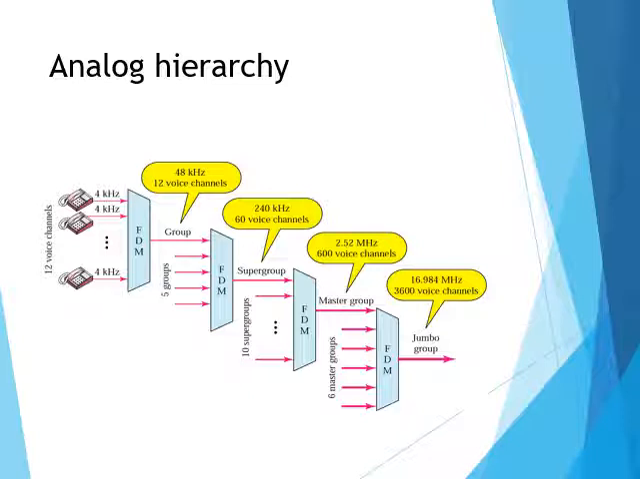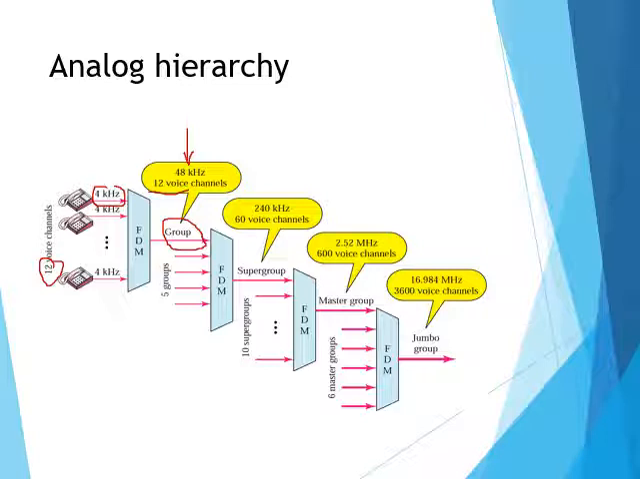Analog hierarchy is how we simplify the group of multiplexed signals. We can start with a group. A group of voice channels will consist of 12 voice channels. Each voice channel has 4 kilohertz, so 4 times 12 equals 48 kilohertz. So each group consists of 12 voice channels and 48 kilohertz. This we call a hierarchy.